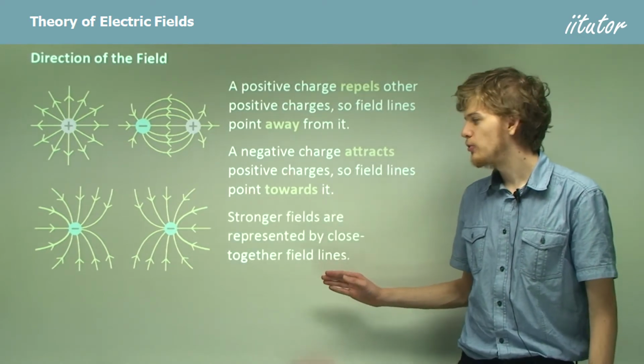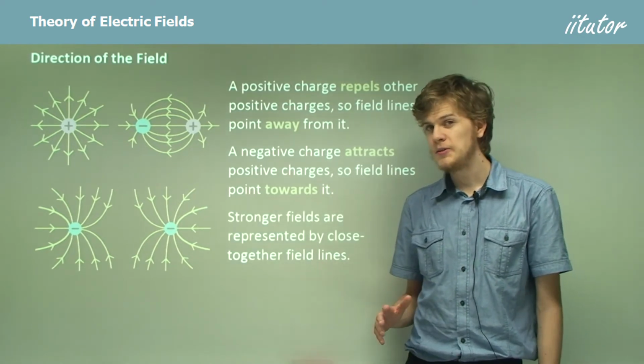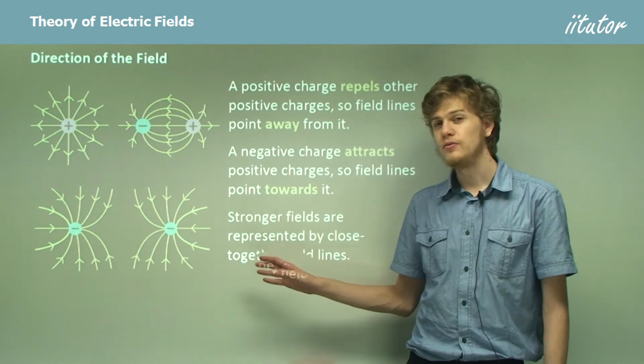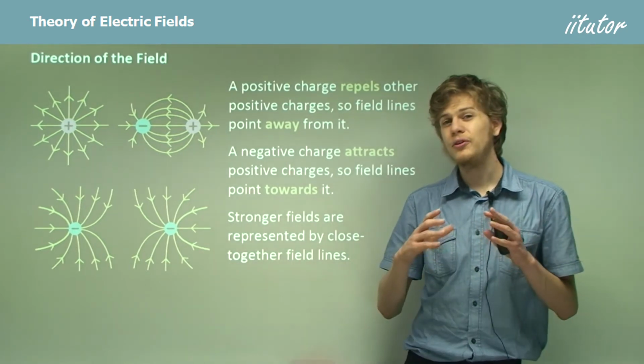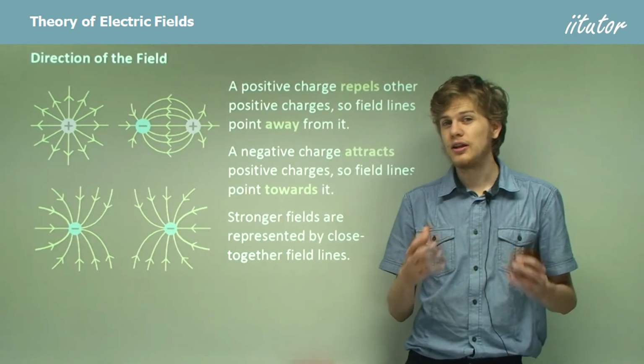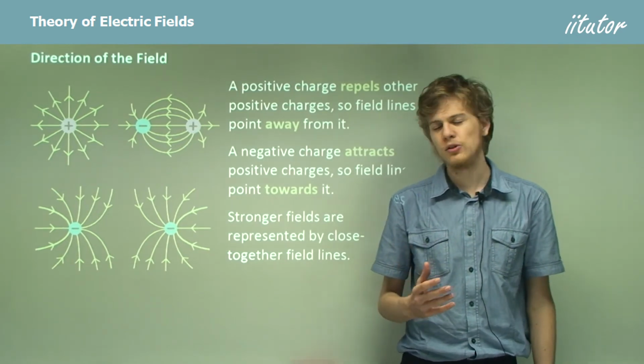Now, stronger fields are represented by closer together field lines. And we can see from these diagrams over here that the closer we get to the particle, the closer together the field lines get, which means that the electric field is getting stronger close to the particle.